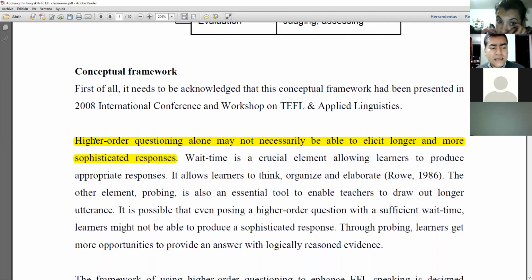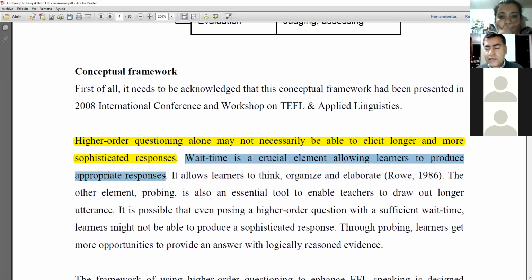What it says here is higher order questioning alone may not necessarily be able to elicit longer and more sophisticated responses. Look at this interaction. Wait time is a crucial element allowing learners to produce appropriate responses. So maybe one of the things that we can find is that in the classroom, the teacher is asking questions and students are not given the wait time. So it's just question and answer. So it's not so much about the type of question, but what happens between the teacher asking the question and the student having to answer. Yes. There is no thinking time.